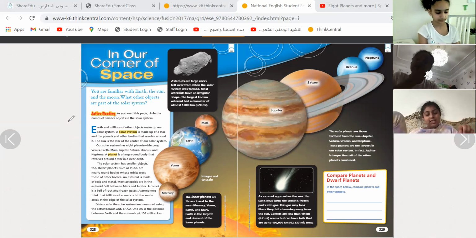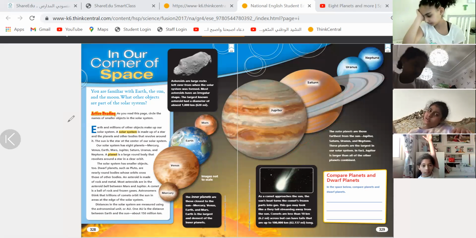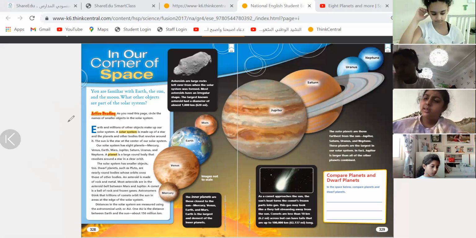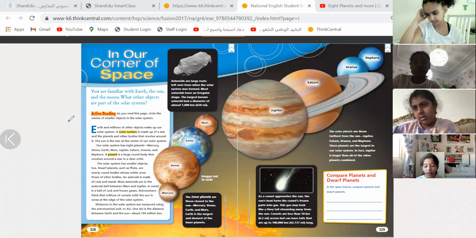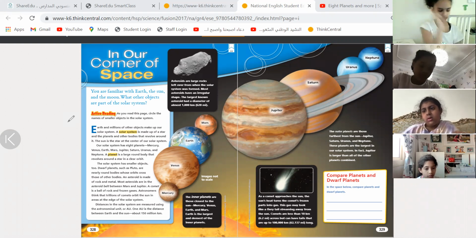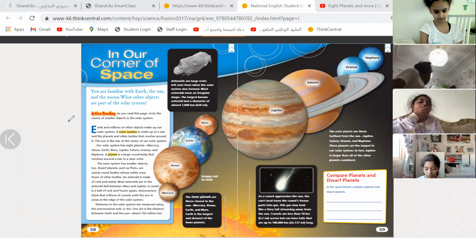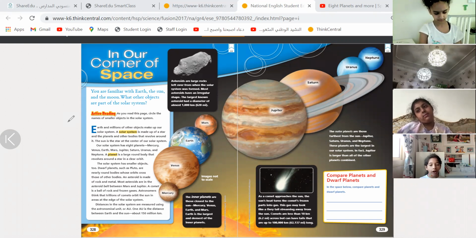Okay. Now compare planets and dwarf planets. What is the difference between dwarf planets and planets? I think that dwarf planets don't rotate or orbit around the sun. Okay. Maybe they are orbiting, but do they have a round shape or not? No, I guess some of them are like a semicircle. Some of them look like a rock. Okay, very good.